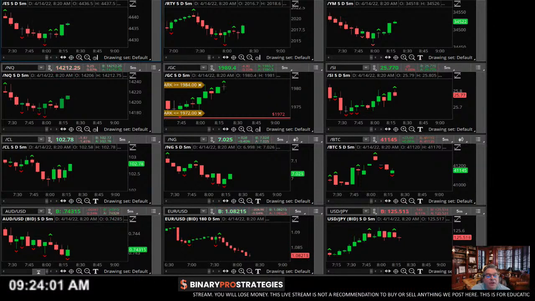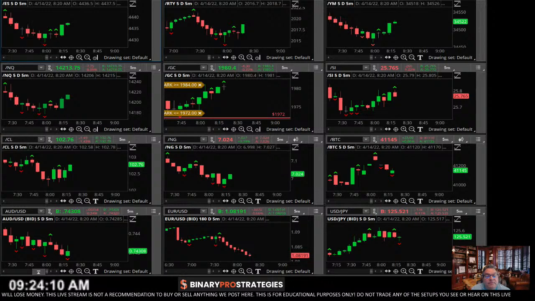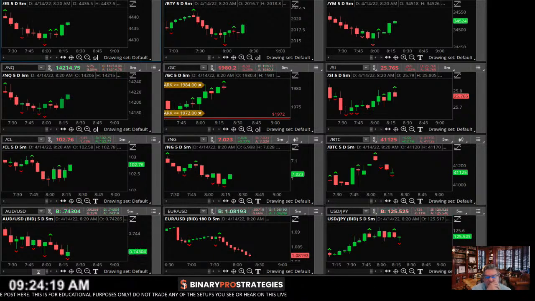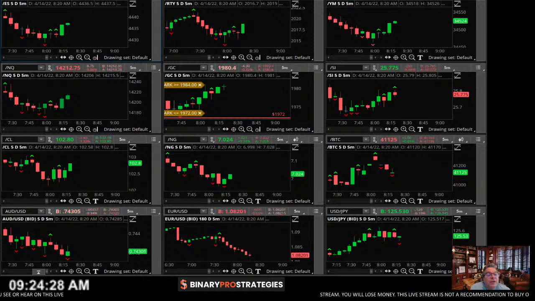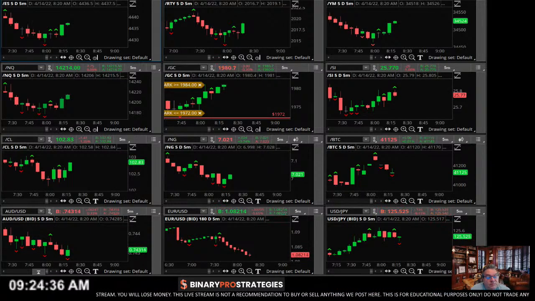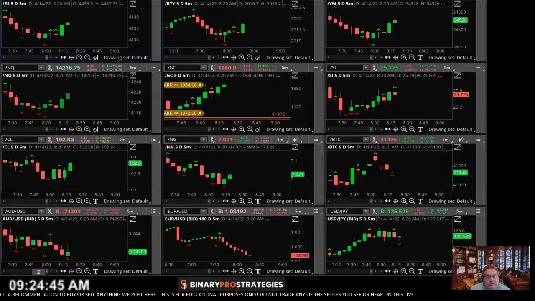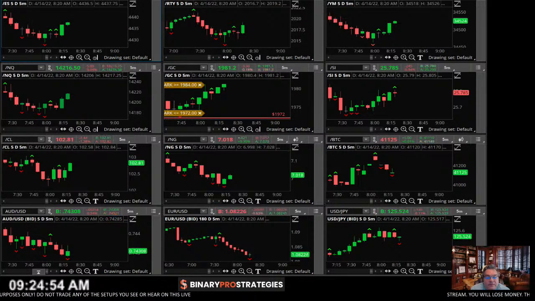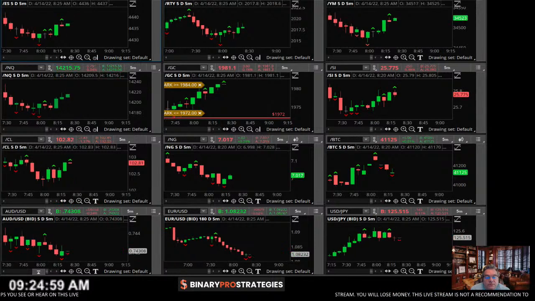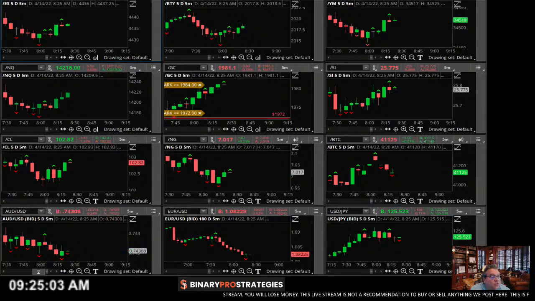Okay, getting a buy over here on the yen at 125.53. I'm going to exit this trade in about 30 seconds. 125.53 is our long. Oh no, it just closed at 52.8, so I was a loser on that 53 long.